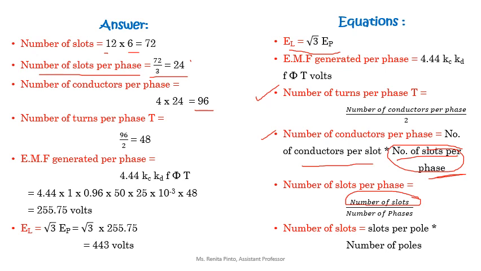Once you find out this number of turns per phase, you can then go to EMF. So substitute everything here, get EMF generated per phase. Once you get EMF generated per phase here, then you can go for line EMF. So line EMF, EL is equal to root 3 EP. Substitute, get the answer. So this is how you get the solution for your question. So remember these formulas which I have given you on the side. Once you remember this, you can automatically go through step by step. You can find out the answer.